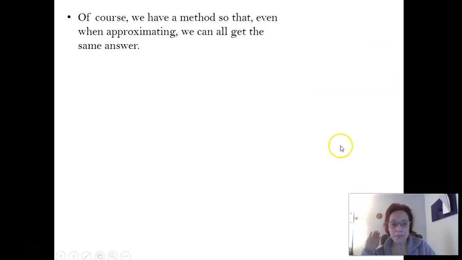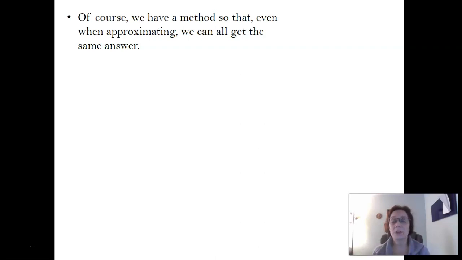All right. So when we are approximating in math, we always want to make sure that we have a method to approximate that is going to get us consistent answers, and we want to be able to get the same answer as somebody else. In other words, if I'm approximating and you're approximating, we want to be able to say, okay, this is the method we used, and therefore this is the approximation we got. We want to have some idea as to whether or not our approximation is over or under. We want to have some idea as to how accurate our approximation is.